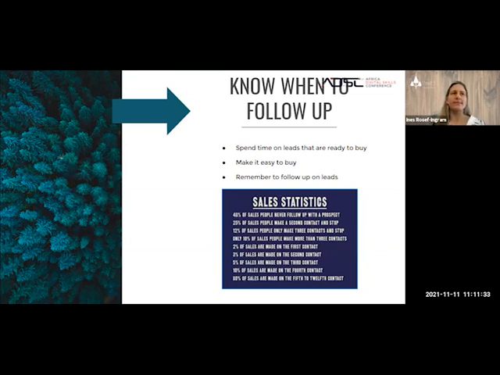Don't forget leads that are not ready to buy. They're still in your automations, but spend time on leads that are actually ready to buy. And remember to follow up on leads. Only 10% of salespeople make more than 3 contacts, and this is when you use a manual process, while 80% of sales are made on the 5th to 12th contact. So very few people follow up enough.